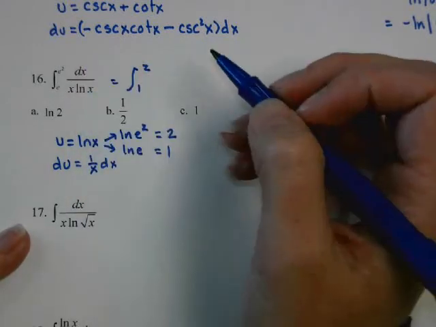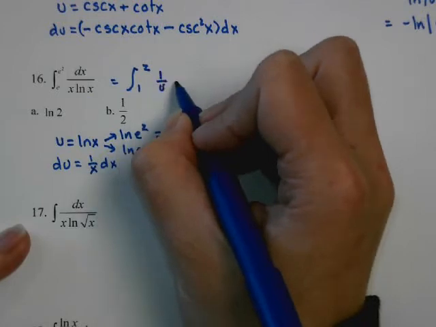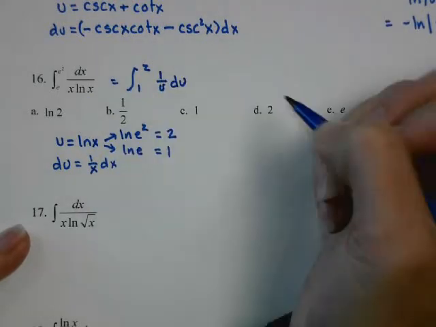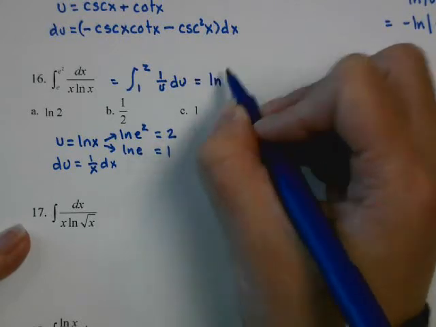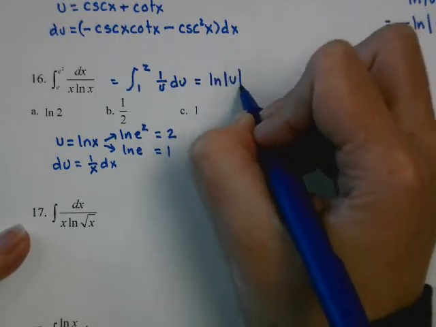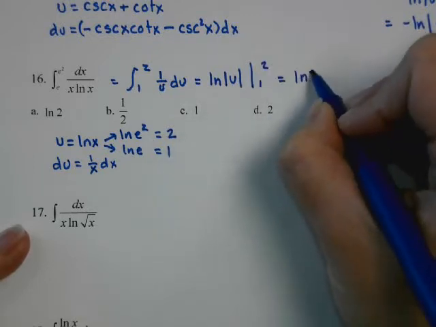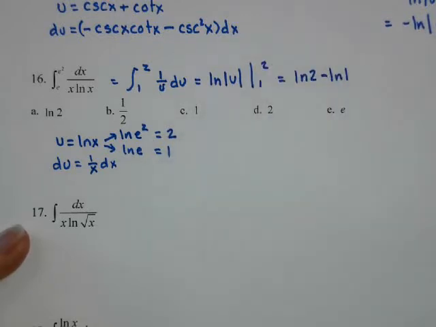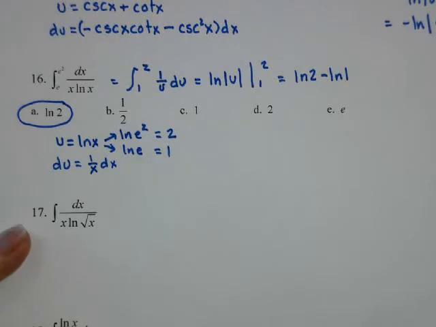of, we've got 1 over x dx is du, so this is really 1 over u du, which is going to be the natural log of u evaluated from 1 to 2. So we're going to have the natural log of 2 minus the natural log of 1. Natural log of 1 is just 0. So our correct answer is A.